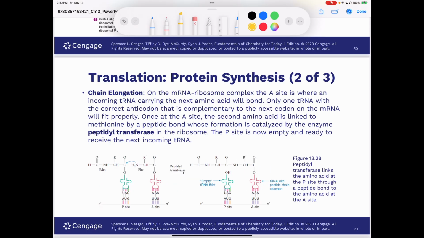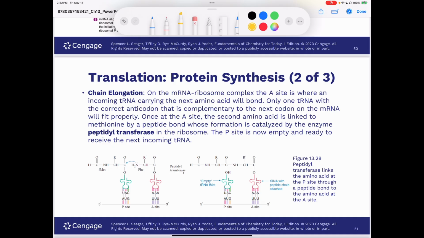In the next phase of elongation, the whole ribosome moves one codon along the mRNA toward the 3' end. As the ribosome moves, the empty tRNA is released from the P site, and the tRNA attached to the peptide chain moves from the A site to the P site. This movement of the ribosome along the mRNA is called translocation and makes the A site available to receive the next tRNA with the proper anticodon.